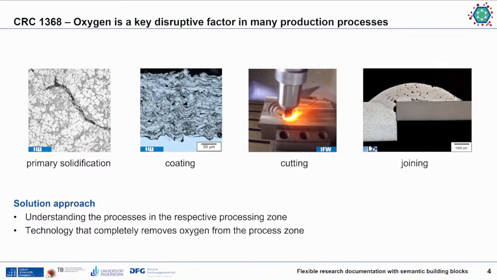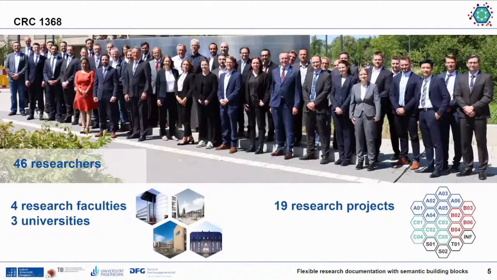A possible solution approach is understanding the processes in the respective processing zone and developing a technology that completely removes oxygen from the process zone. In this collaborative research project, we have a big team with 46 researchers, three universities, and about 19 sub-projects. So you can understand that we have a lot of challenges: how we manage a lot of data sets, how we communicate with each other, how the projects communicate with each other. So we need some data management system.